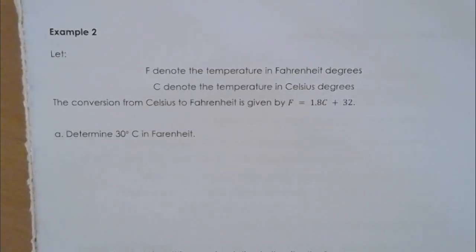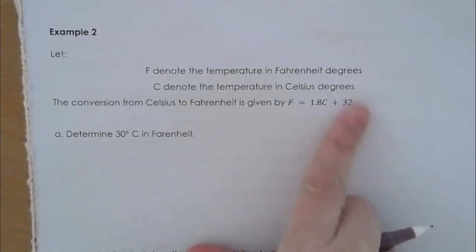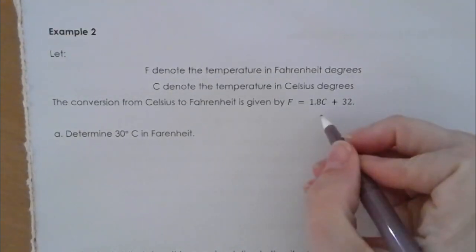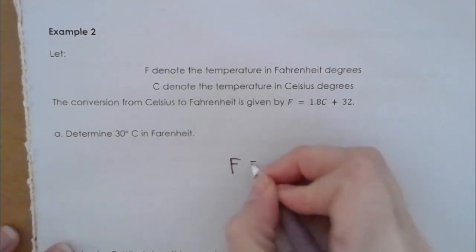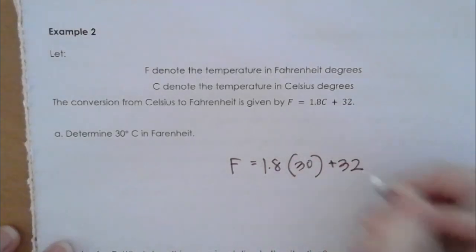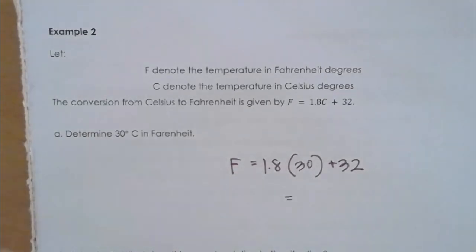And this last one that we're going to look at together, we have F is Fahrenheit in degrees, C is the temperature in Celsius. The conversion from Celsius to degrees is given by this right here. A says determine 30 degrees Celsius in Fahrenheit. So that can go straight into the C. Easy enough. So Fahrenheit equals 1.8 times 30 plus 32. And then I can just put that in my calculator, and we get 86 degrees Fahrenheit.